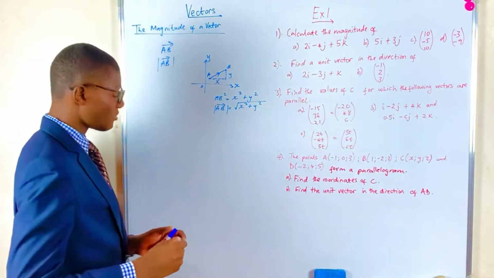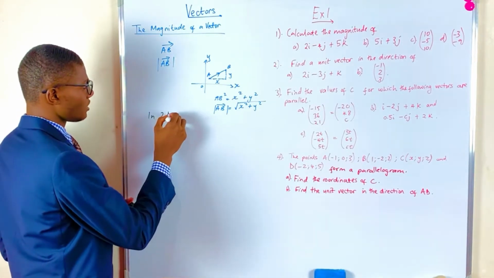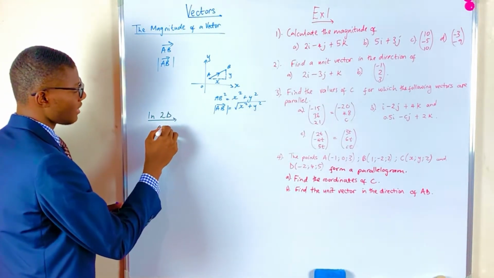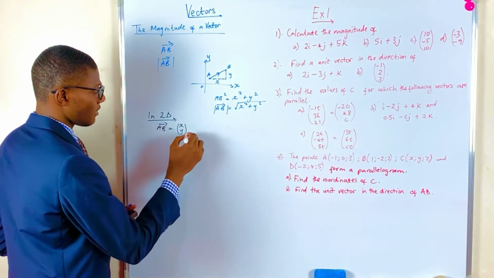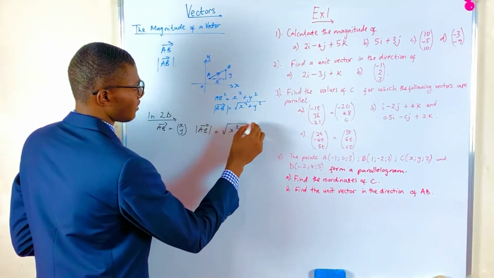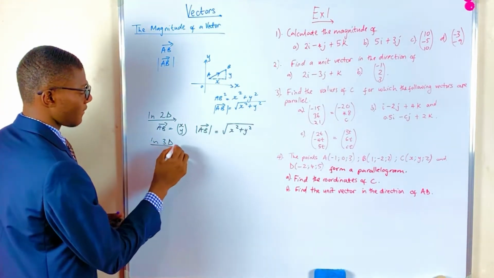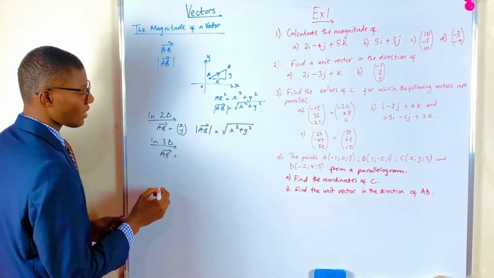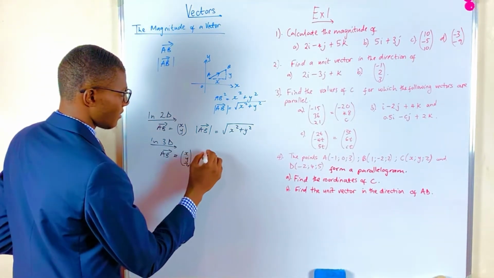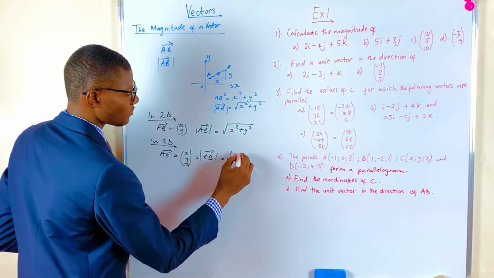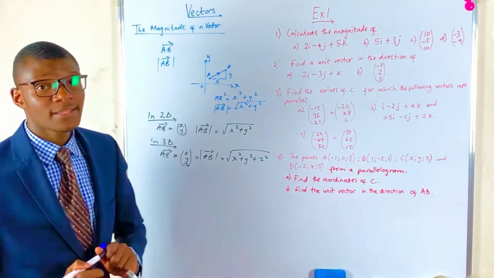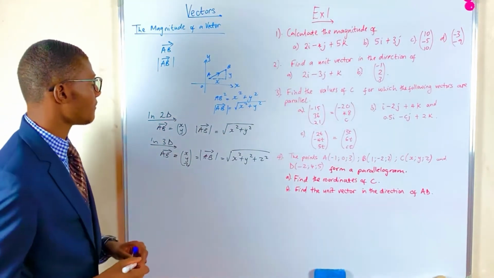So this is how we calculate the modulus of a vector. In short, in 2D, the magnitude of a vector AB, which is (x, y), is given by the square root of x squared plus y squared. And in 3D, the modulus of a vector AB, which is (x, y, z), is given by the square root of x squared plus y squared plus z squared. So this is how we calculate the magnitude of a vector in 2D and in 3D.